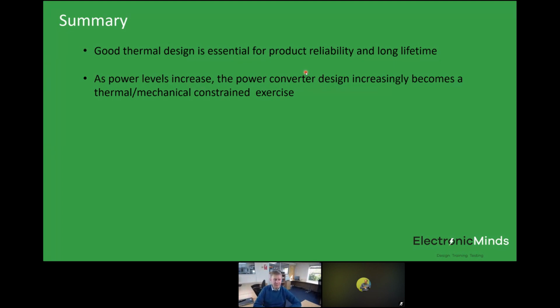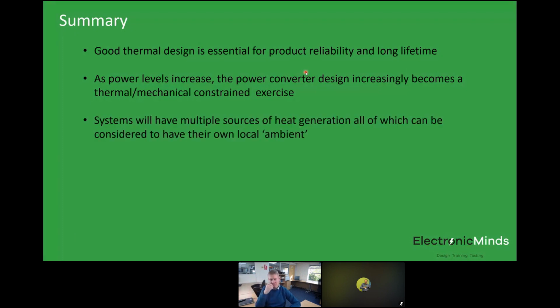As those power levels increase, what you tend to find is that the power converter design increasingly becomes a thermal and mechanically constrained exercise, because you have to deal with the increasing thermal challenge. So you become as much a mechanical engineer, or require mechanical engineering skills as much as electrical design skills, as you go up in power level.